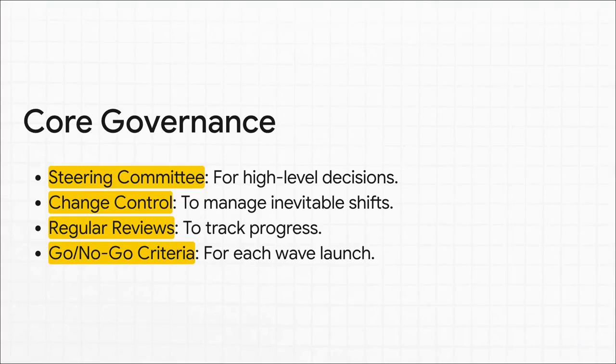So, to keep a complex plan like this on the rails, you need a few core things in place. First, a migration steering committee. This should be made up of key leaders from both business and IT who can make the big decisions. Next, you need a super clear change control process, because things are definitely going to need to shift. A regular schedule of review meetings is also a must to track progress. And maybe most important of all, you need clearly defined go/no-go criteria before you launch a single wave.